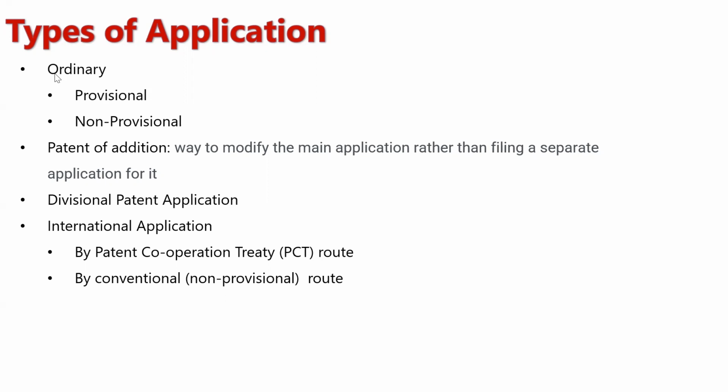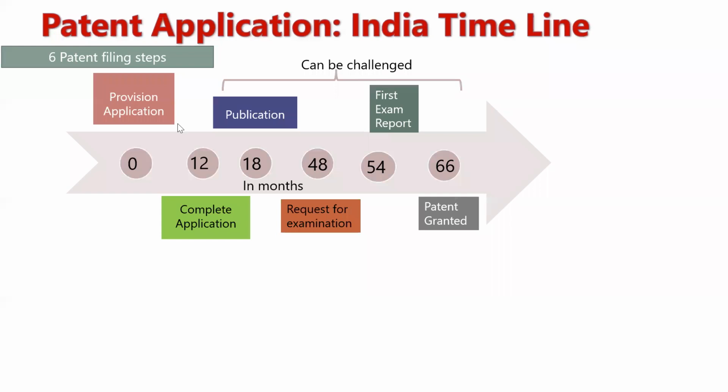If I am filing a patent, we have to follow 6 steps. I will start by filing the provisional application, and the complete application should be filed within a year, and then it will be published. Once it is published, you request for examination. Once the first examination report comes, and if it is favorable, the patent will be granted. But there are some intermediate steps that we have to meet.